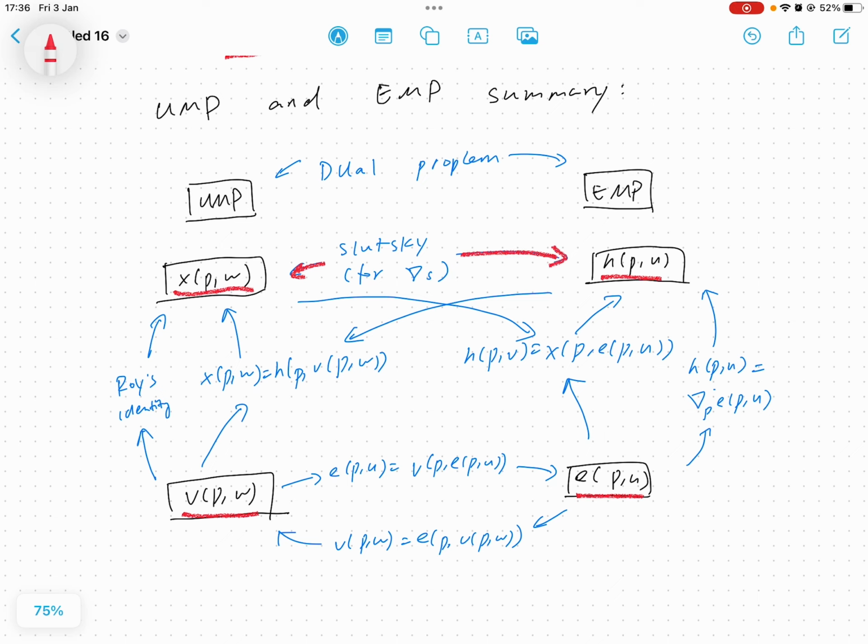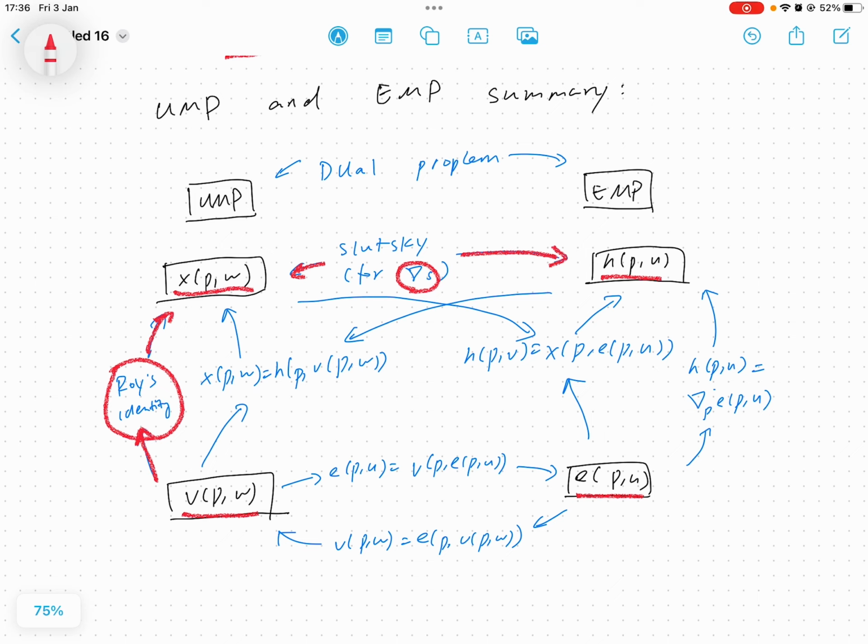That talks about the relationships between, especially not the levels themselves, but the gradients or derivatives of X and H, the Walrasian demand and the Hicksian demand. So that was the Slutsky equation, and it also talks about the 3 different effects. The last thing that we talked about was Roy's identity, which links this indirect utility V to the Walrasian demand X itself.